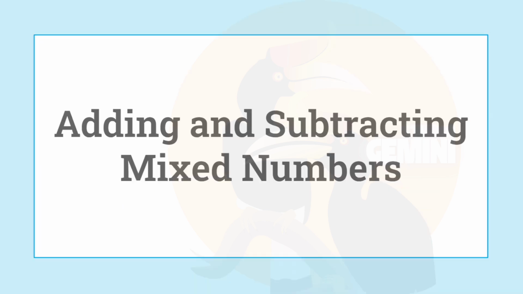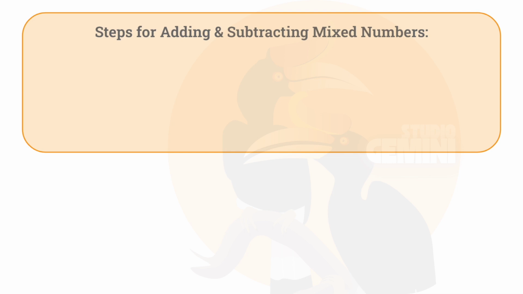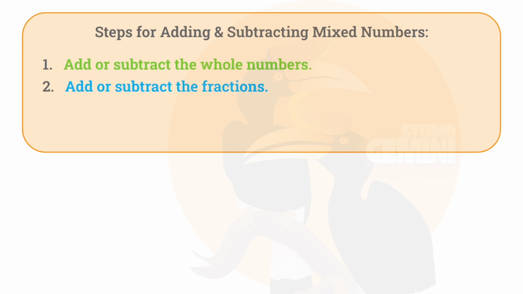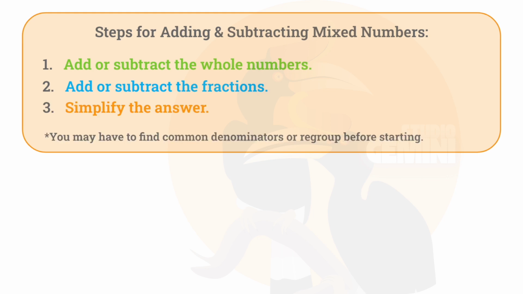Let's practice adding and subtracting mixed numbers. When adding or subtracting mixed numbers, you can add or subtract the whole numbers and then add or subtract the fractions. Simplify the answer if needed. Keep in mind, you may have to find a common denominator or regroup before starting. For example, to add 2 1/3 and 4 1/3, add the whole numbers 2 and 4 to get 6, and add the fractions to get 2/3.